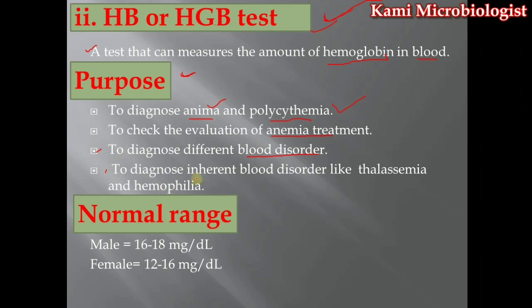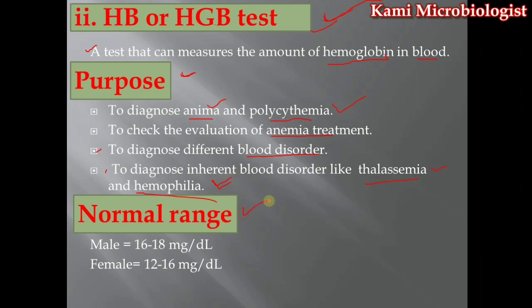Using this test we can also determine genetic or inherited blood disorders like thalassemia and hemophilia. Thalassemia is a genetic disorder in which the body does not have the ability to produce enough hemoglobin. Hemophilia is also a genetic blood disorder, in which the body does not have the ability to clot the blood.